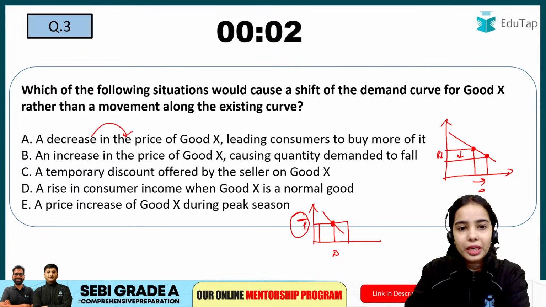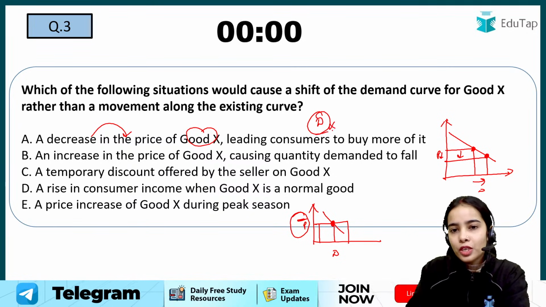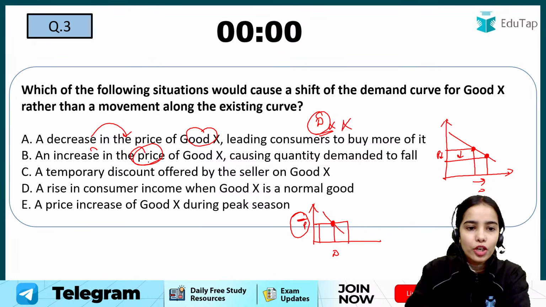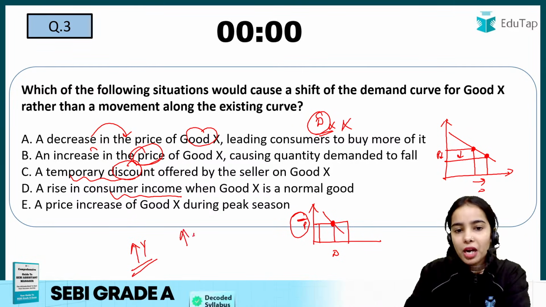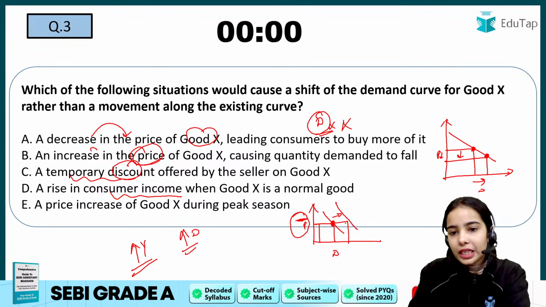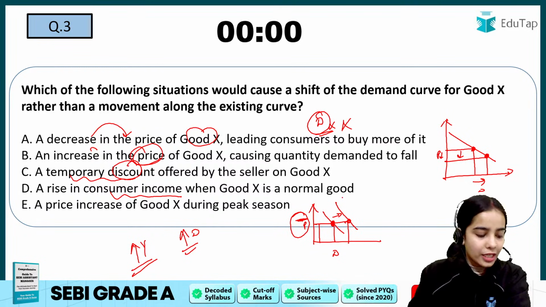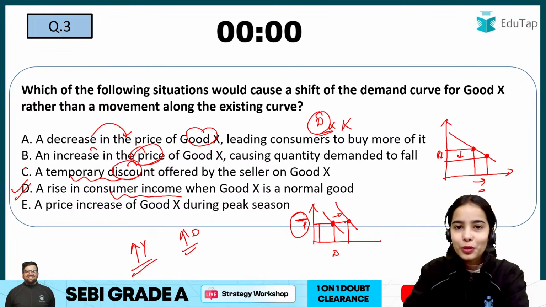A decrease in the price of good X leading to a change in demand of good X is not correct, because price causes movement. Temporary discount: the discount is on price, so price causes movement. Rise in consumer income: if the income of consumers is increasing, the demand will increase at the same price. This causes a shift in the demand curve. Very good, that is the answer. Good to see that everyone is able to answer this question.